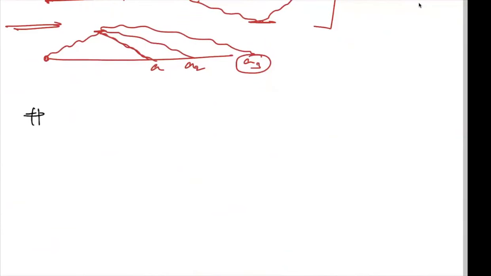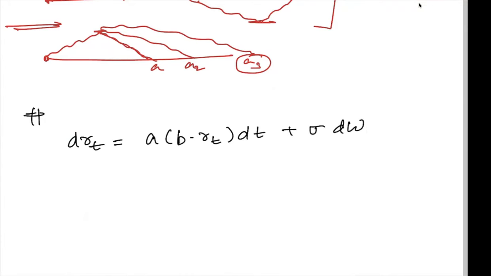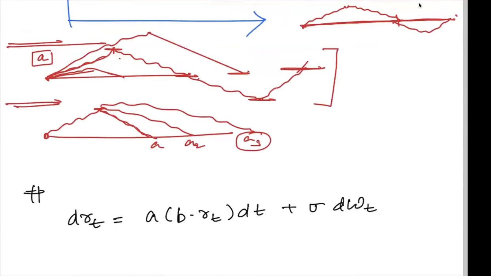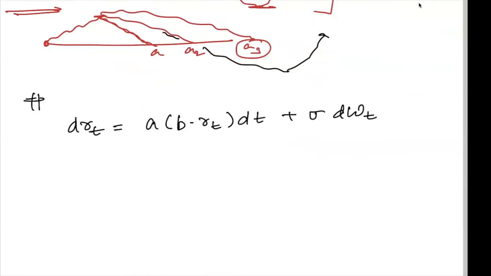So as we all know, this equation is dRt equals A times (B minus Rt) dt plus sigma dWt, right? You might be thinking, you mentioned that it will go up, then come down, but how will we know whether it will go up or down? So see this term, B minus Rt. Let's say Rt is greater than B, what does this signify?